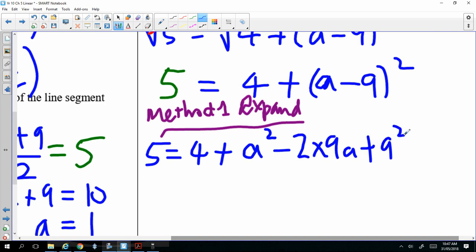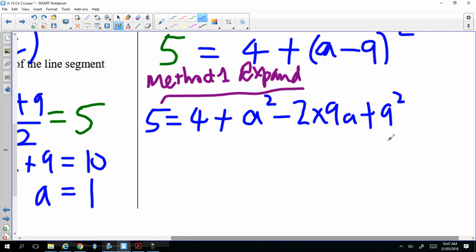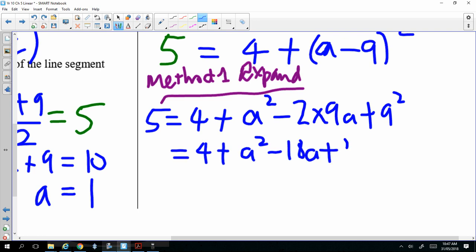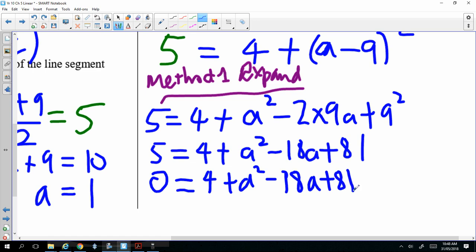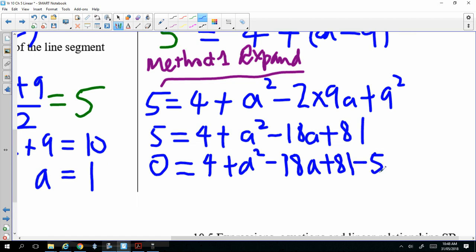So what we do next is, we're going to continue. All right, so we're going to collect like terms. So write 4 plus a squared minus 18a plus 81. Now this is a quadratic equation, which means I have to make the right side or one of the sides 0. So you subtract by 5, so 4 plus a squared minus 18a plus 81 minus 5. And we're going to collect like terms, so 4 plus 81 minus 5 will be 80. So we get exactly a squared minus 18a plus 80. So we have to solve this quadratic equation.